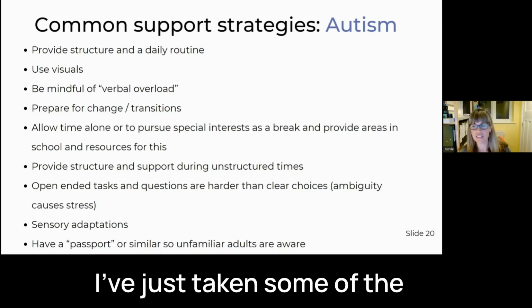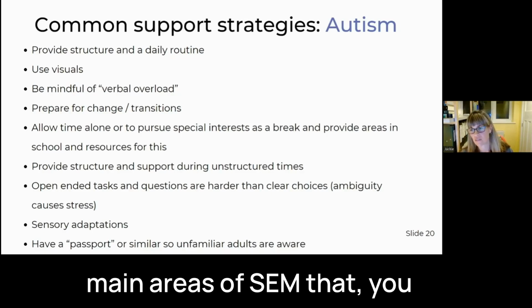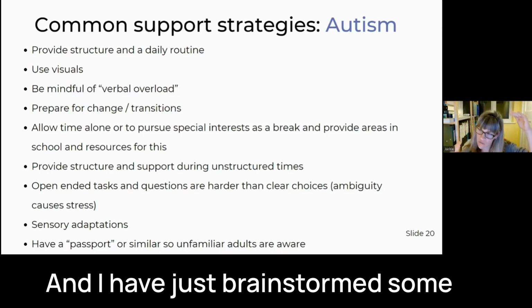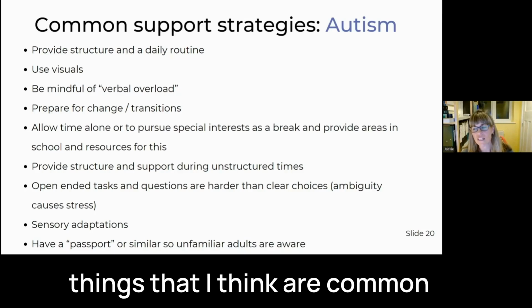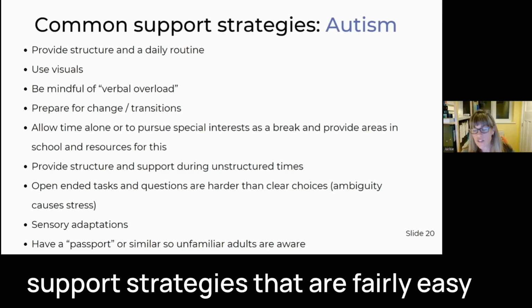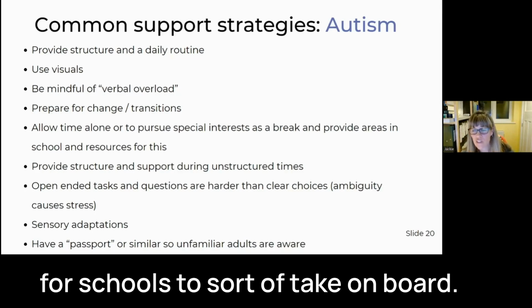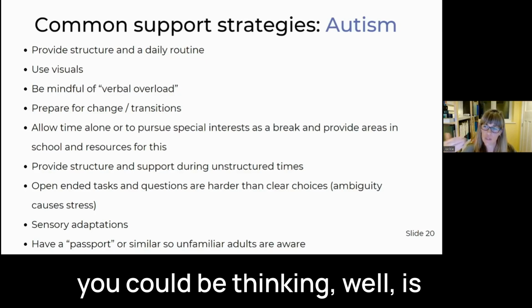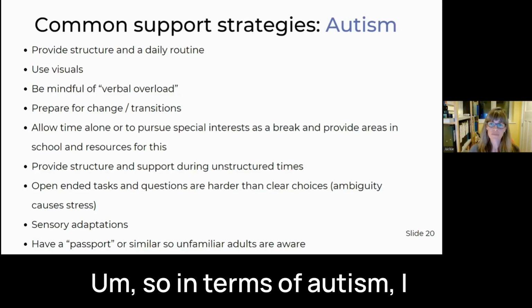I've just taken some of the main areas of SEN that I get asked about a lot, and I have just brainstormed some things that I think are common support strategies that are fairly easy for schools to take on board, so that if you've got something in your mind, you could be thinking, well, is that going to help my child?